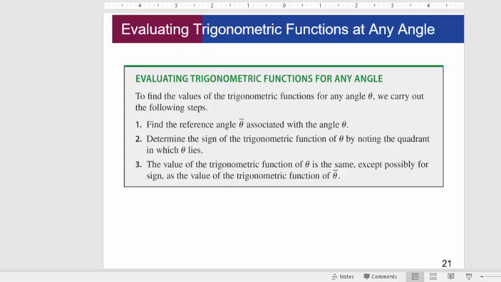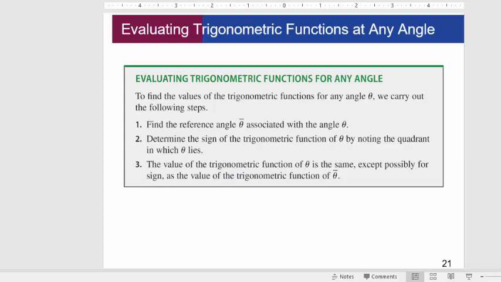We've looked at all the different trig ratios and we've worked on finding reference angles. So now we're actually going to practice evaluating the trig functions at any angle. This box here gives you the basic process that you go through when you're trying to evaluate the trig functions of an angle that's sketched in standard position.